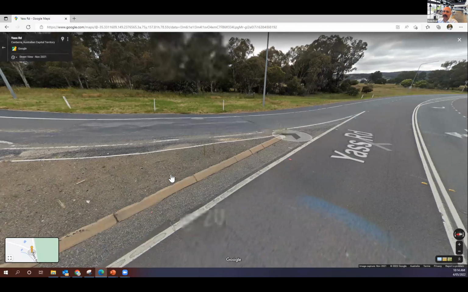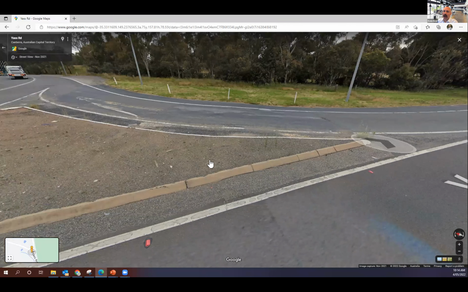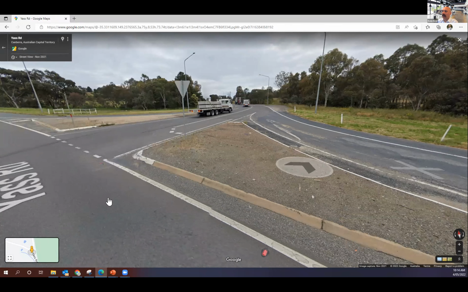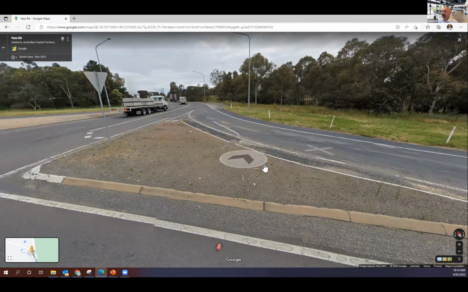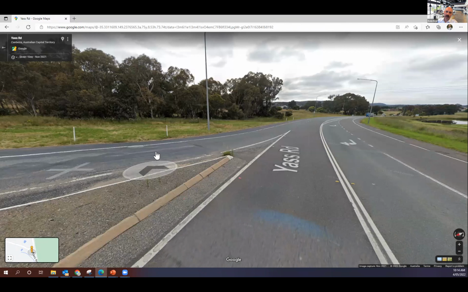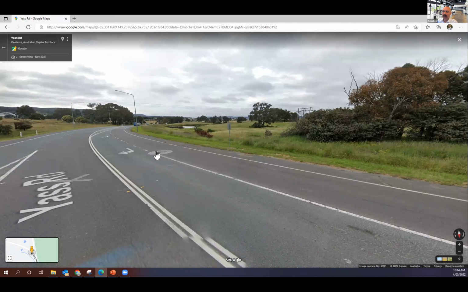So then you can get into some really minute detail on likelihood. We did start to get into that with the line marking and pavement and delineation, warning sign, all of these sorts of things. And they're all sort of tweaking with the likelihood of crashes. But let's go to severity now.